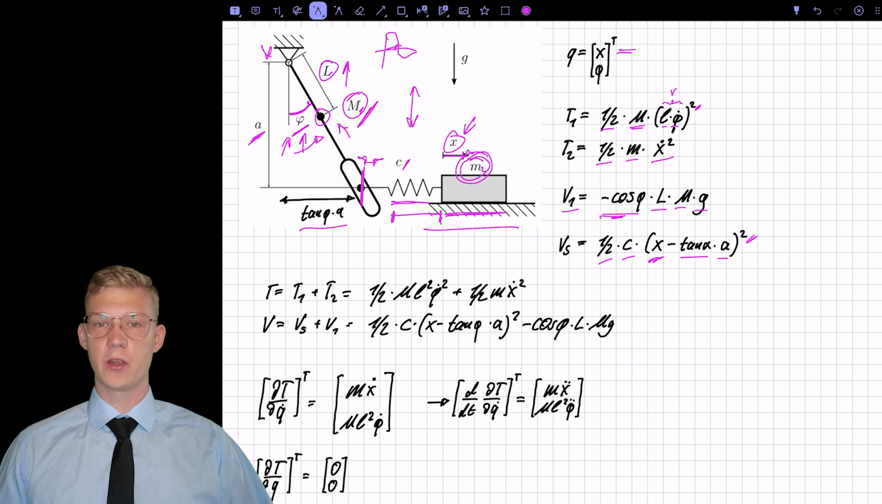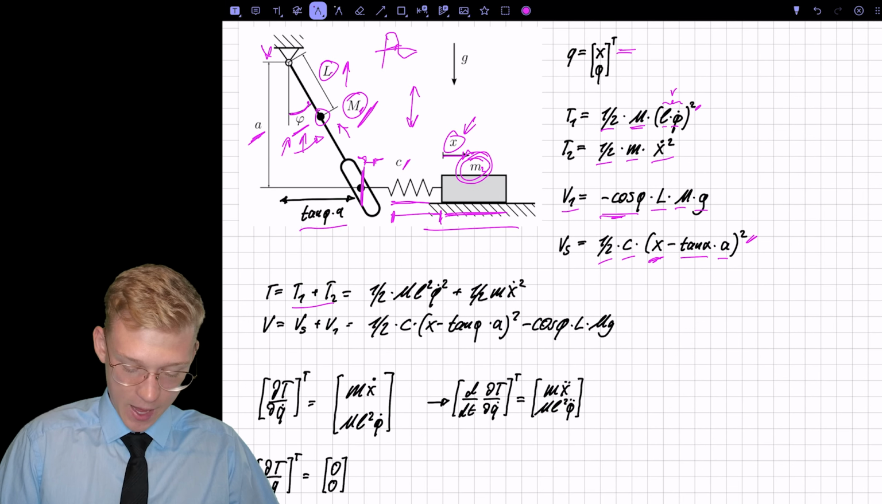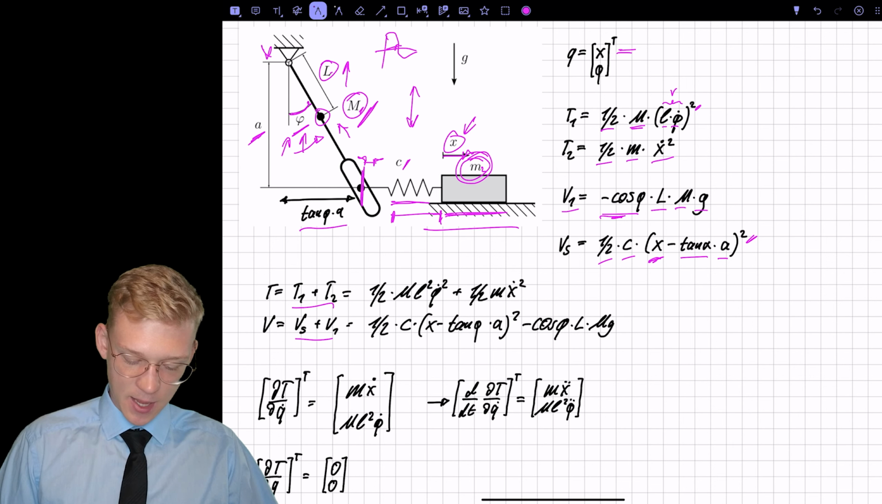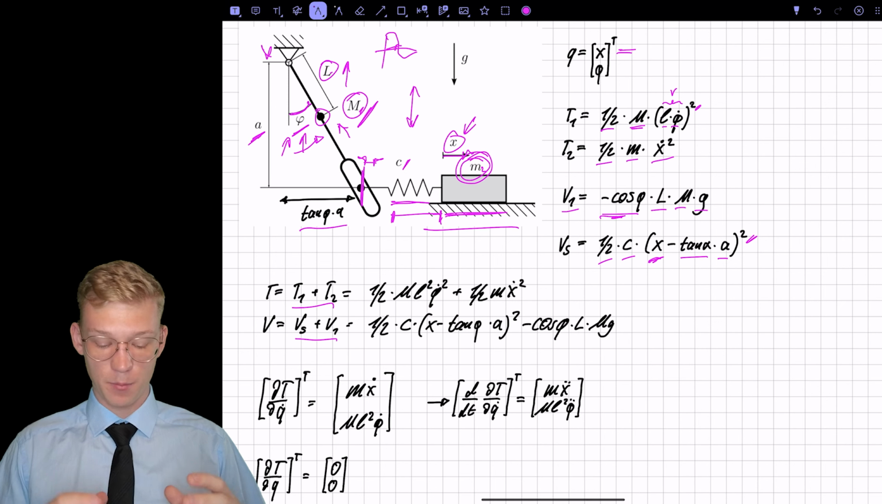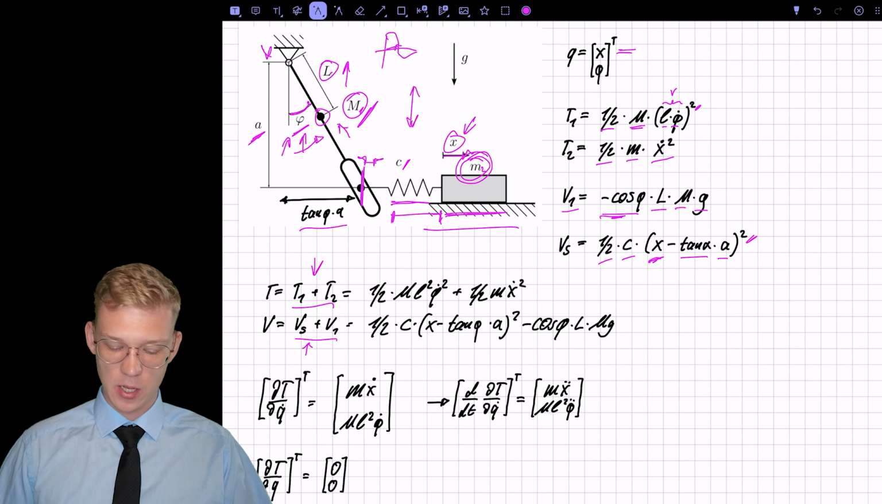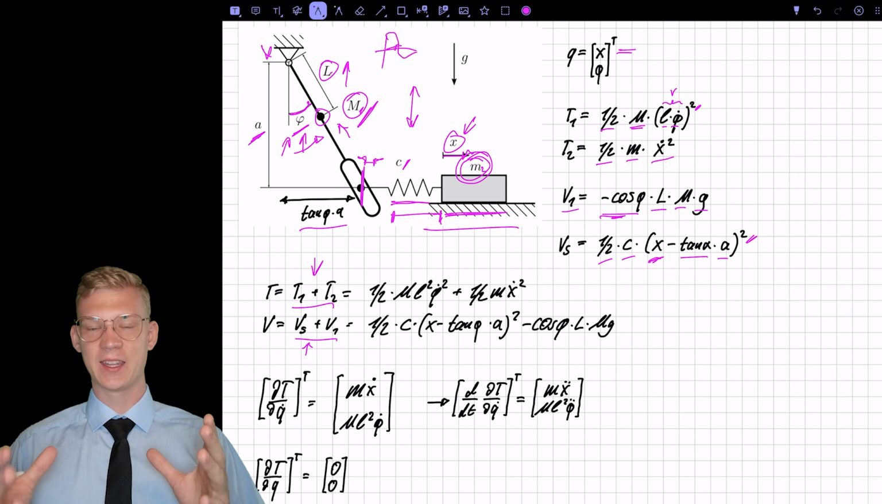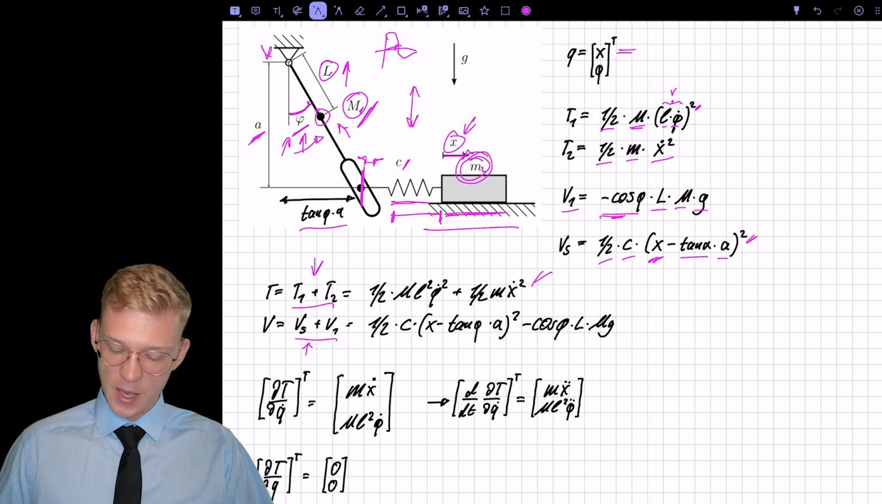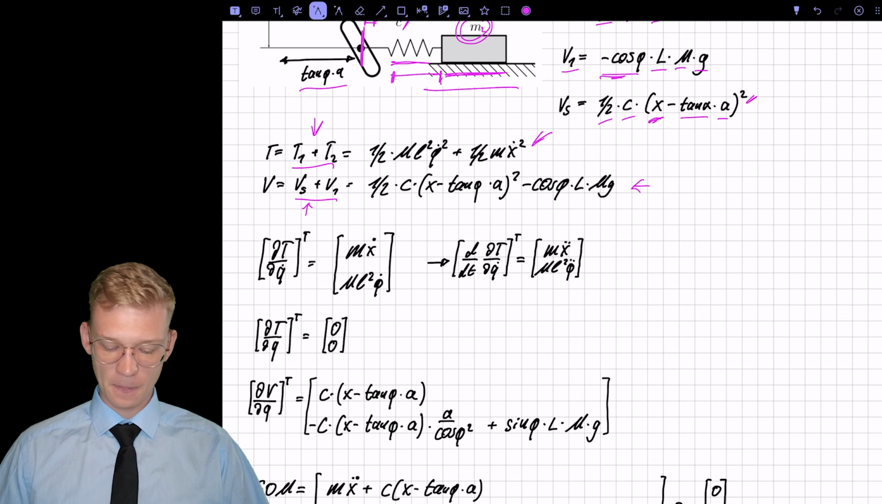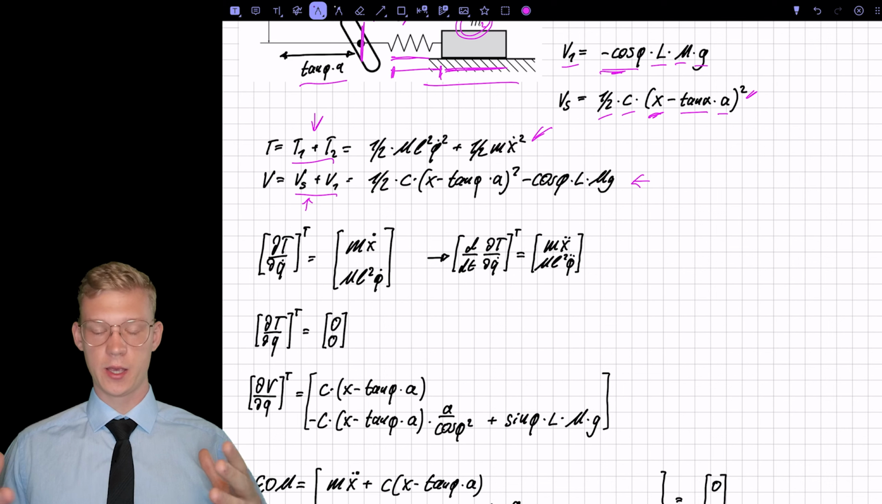Now the next things are very, very straightforward. First of all, we have to add both potential energies from mass 1 and mass 2, and both kinetic energies. So we have the sum of the kinetic energy of the whole system, and we have the sum of the potential energy of the whole system. The next thing is also a straightforward approach.